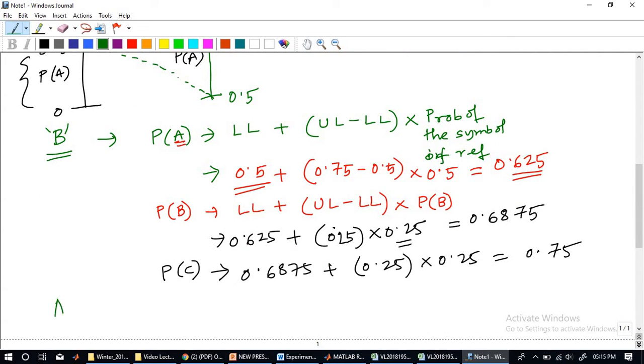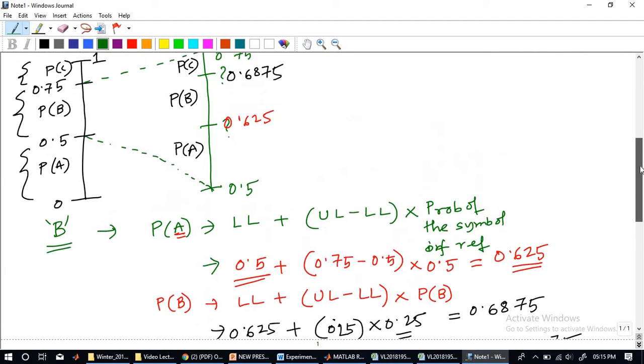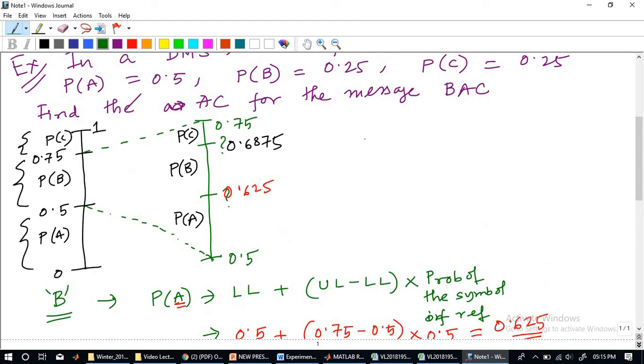When A comes in, calculate upper limit minus lower limit and the respective calculation so that we get a hold of the next plot. I'm just drawing it tentatively. It should be something like this. So give me the lower and the upper values. What will be the lower and the upper values?